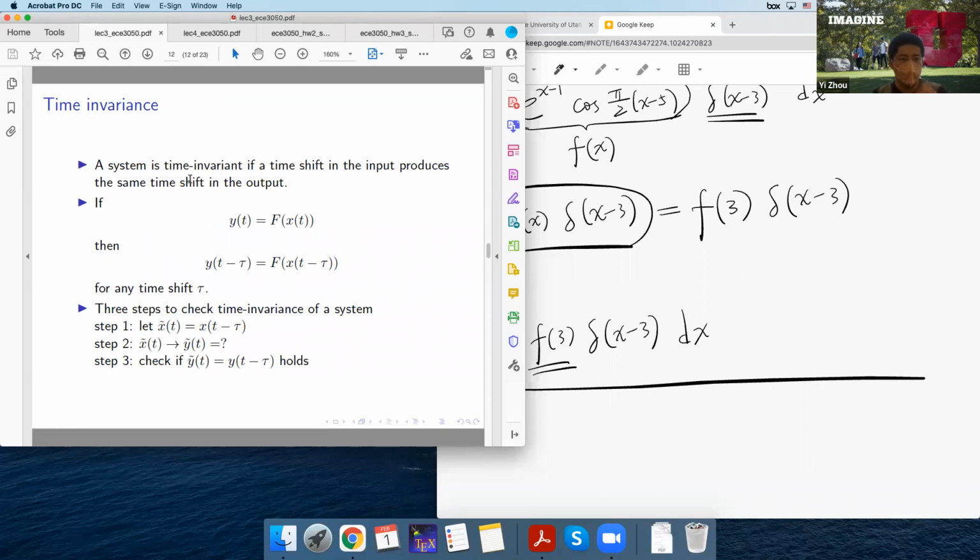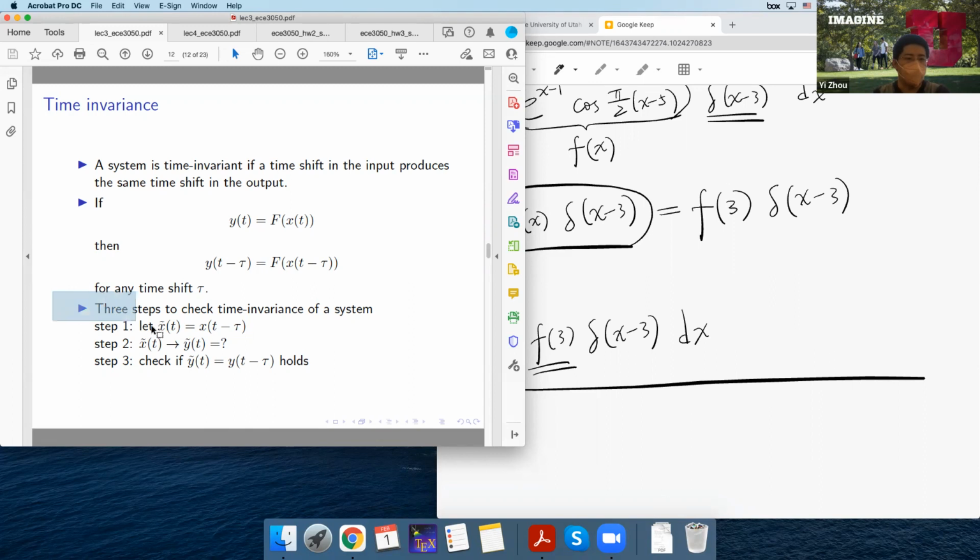We say that a system is time invariant if, think about it, we feed an x(t) signal to the system, capital F, and we get a corresponding y(t) signal. Now the system is called time invariant if the signal that we feed into the system is shifted by a constant time tau, and then the corresponding output of the system will also be shifted by tau. If this property holds, then we say the system is invariant to the time shift. So however you shift the input signal, the output will correspondingly be shifted in the same way.